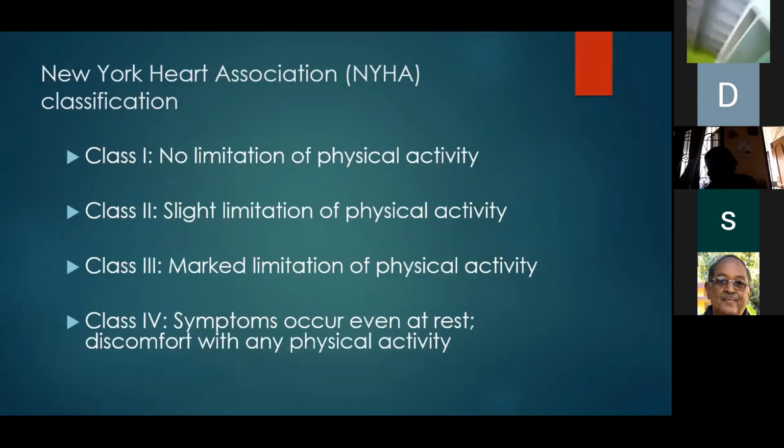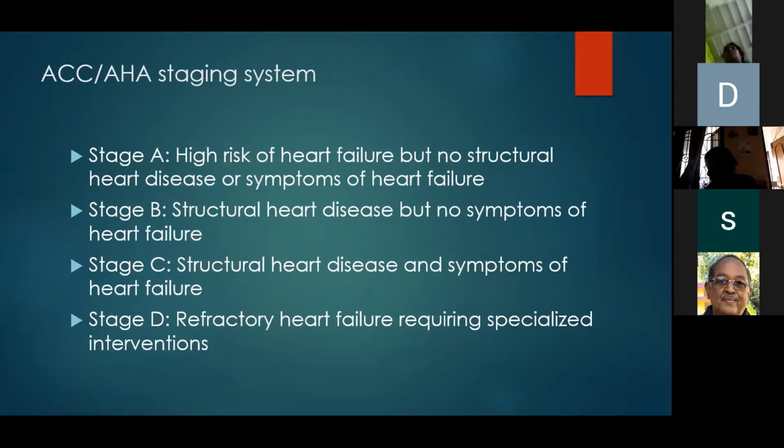Important classifications that we should know: the New York Heart Association classification, class 1 to class 4. Class 1, no limitation of physical activity, whereas in class 4, symptoms occur even at rest, with discomfort on any physical activity. The ACC/AHA staging system is extremely important. This is where our treatment is based. Stage A to stage D. Stage A, high risk of heart failure, but no structural heart disease or symptoms of heart failure. In the next slide, we're going to focus on this in detail, so I'm not going through each stage at this juncture.